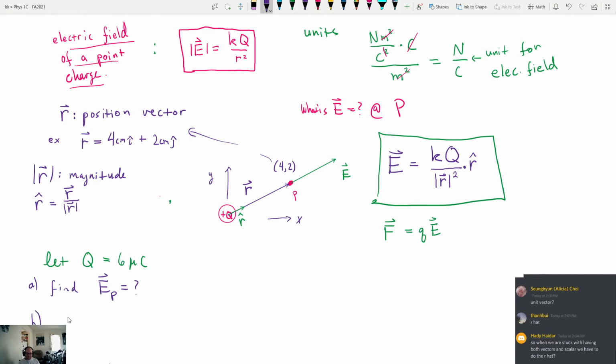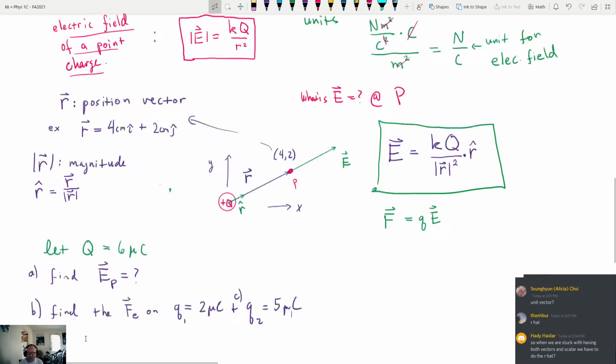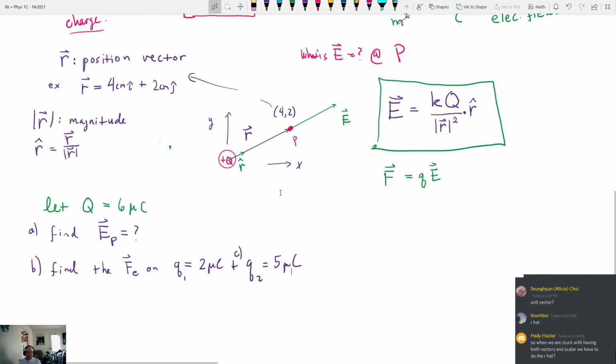And then the second thing we'll do is find the force on Q equal to 2 microcoulombs. And we're gonna put two different charges at different times there. This will be part C. And Q2 equal to 5 microcoulombs. So that's what we're going to try to do. We're going to do this calculation here.